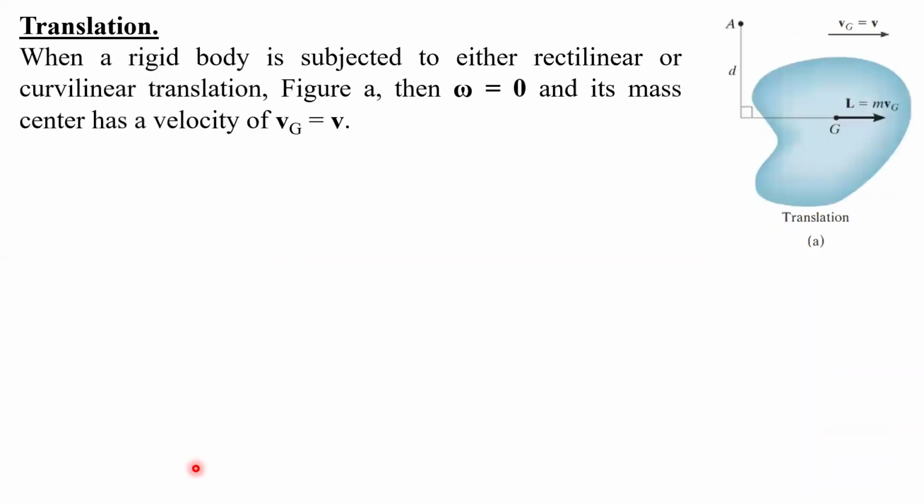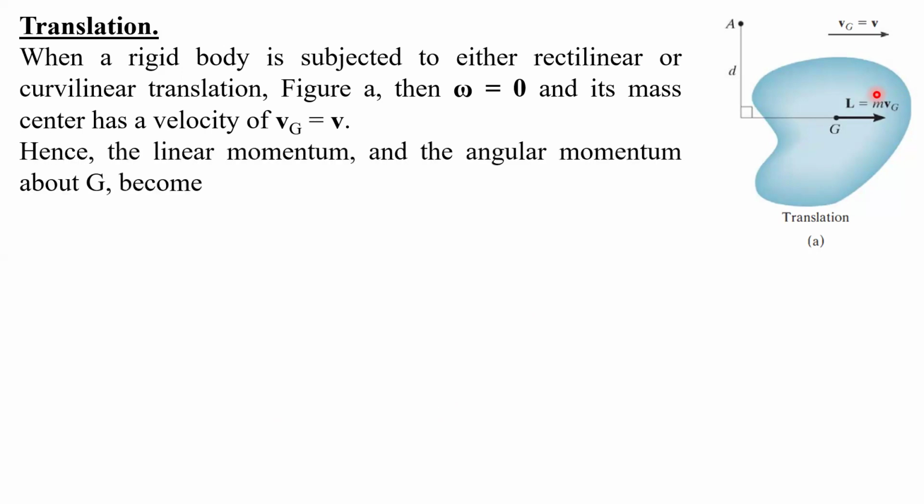One, translation. When a rigid body is subjected to either rectilinear or curvilinear translation, figure A, then omega is equal to 0 and its mass center has velocity Vg, which is equal to v. So here there's no rotation, it's only translation, so there's no angular velocity. Hence, the linear momentum and the angular momentum about G become L is equal to mVg, and Hg is equal to 0 because there's no angular velocity.